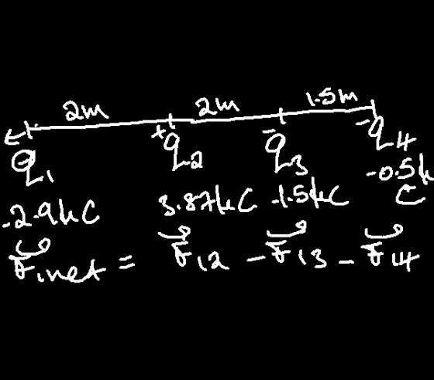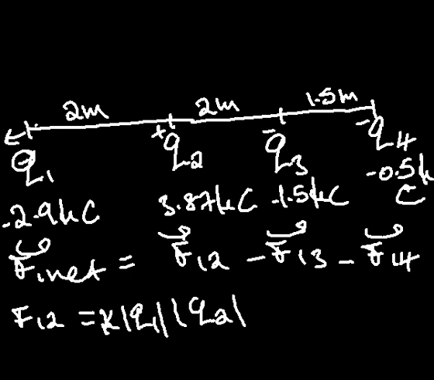Then how should we go up next? Then we are going to calculate what is force 1, 2 using Coulomb's law. Using Coulomb's law, we have the electric constant times the magnitude of the charge 1 and also the magnitude of the charge 2, divided by the separation distance square.